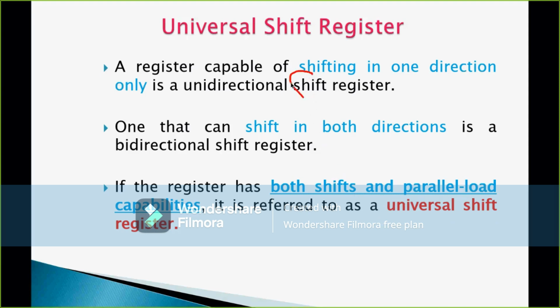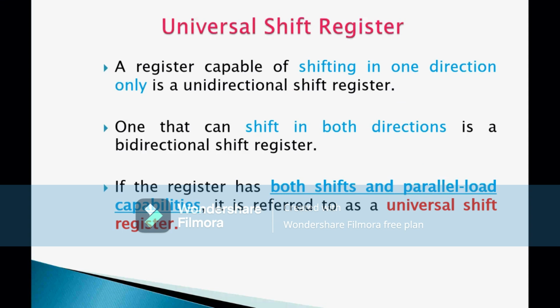If it is able to do both operations, either forward or backward, and also is able to do parallel loading, that is, parallel loading and both forward and backward shift are possible, such a shift register is called what? Universal shift register. So how it operates, we are going to see.